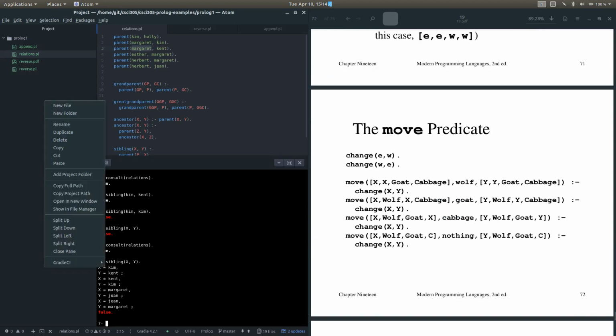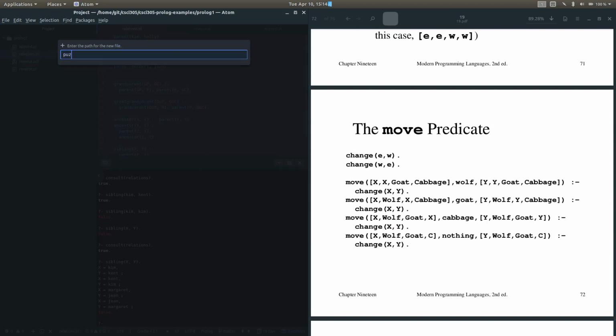So we can then define this, right? So we'll define this. New file, we'll call this puzzle.pl.